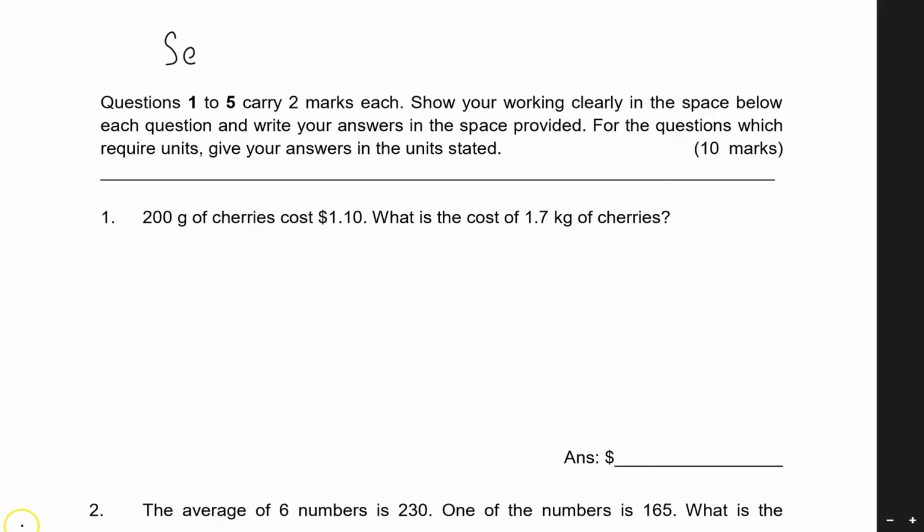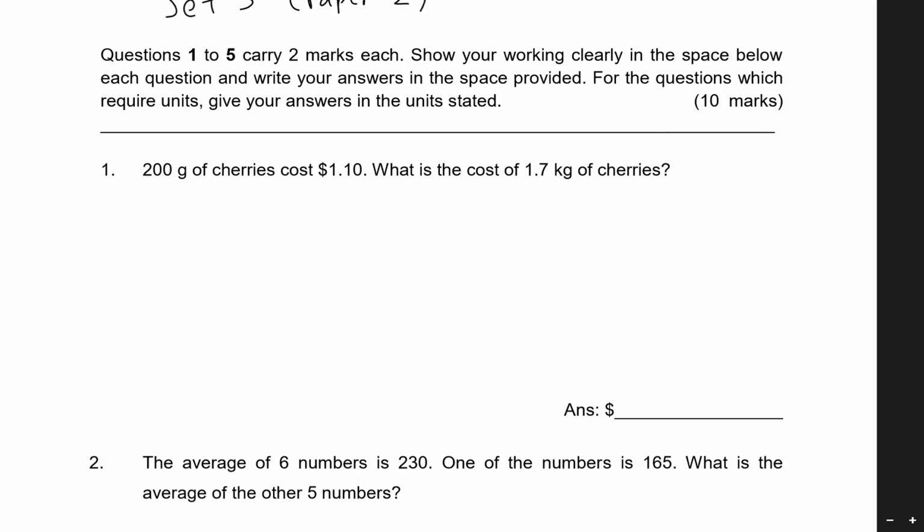Alright, this is set 3, paper 2. So let's continue. Question 1. You have a red question. 200 grams of cherries cost you $1.10, and what is the cost of 1.7 kg?